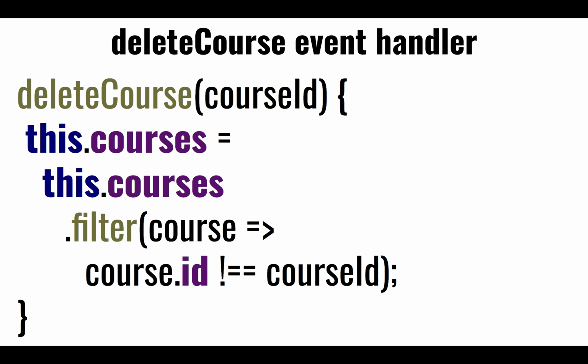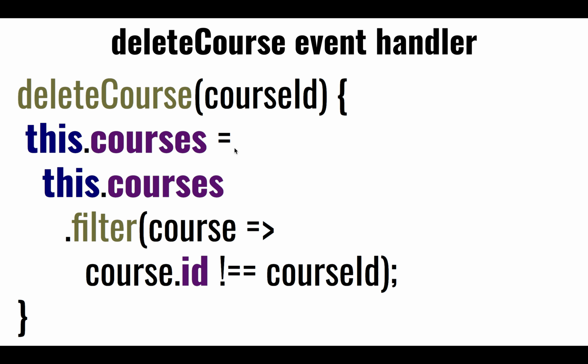Yes, to refer to that instance, we have to say this.courses, right? As opposed to a local variable in the function, we are referring to the instance variable courses, and we're going to replace the content of that array. We're going to filter that array so that it does not contain the course whose ID is the one we passed in as an argument. See that? So basically, we are truncating that array.